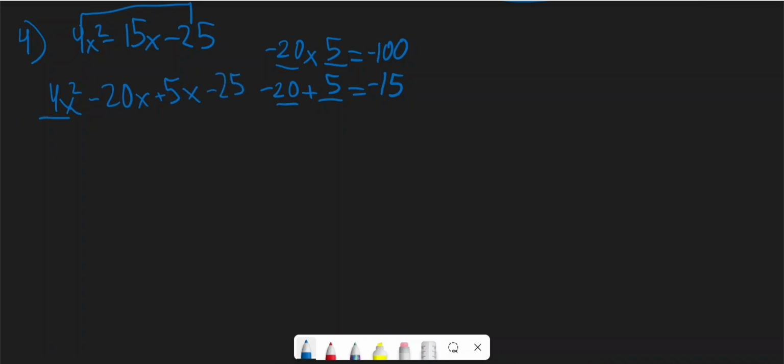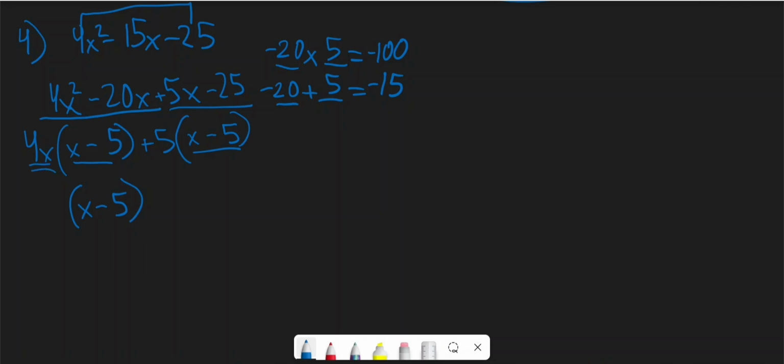And the first two terms have a common factor of 4x. So 4x times x gives you a 4x squared, and 4x times negative 5 gives you a negative 20x. And then these two terms have a common factor of positive 5. All right, so 5 times x gives you a 5x, and 5 times negative 5 gives you a negative 25. And that's it. We have a common factor right here of x minus 5, which is your first factor. And the other one would be whatever is left over, which we have a 4x plus 5 left over. And that would be the factors of our quadratic.